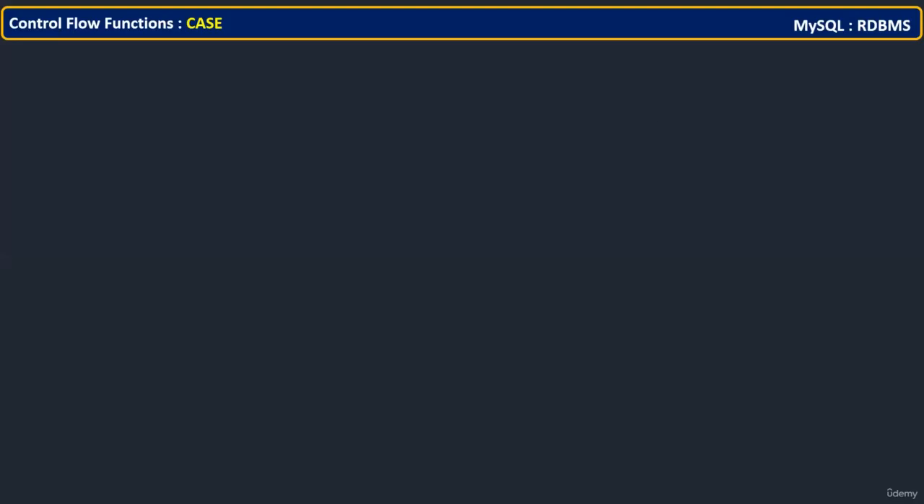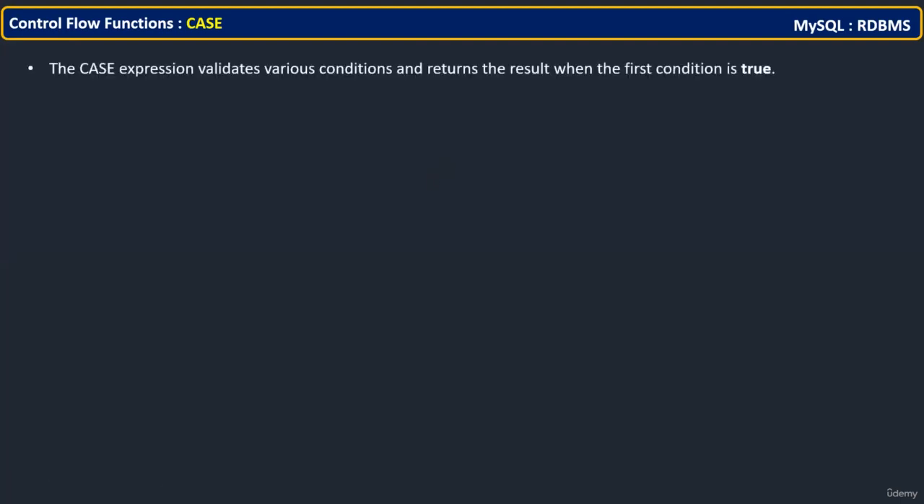Hi. So now let us see another control flow function, that is CASE. This CASE is like in our normal programming. If you take C programming, it is like a switch. Whichever condition is satisfied, that part is going to execute. Now let us see how to use it in MySQL.